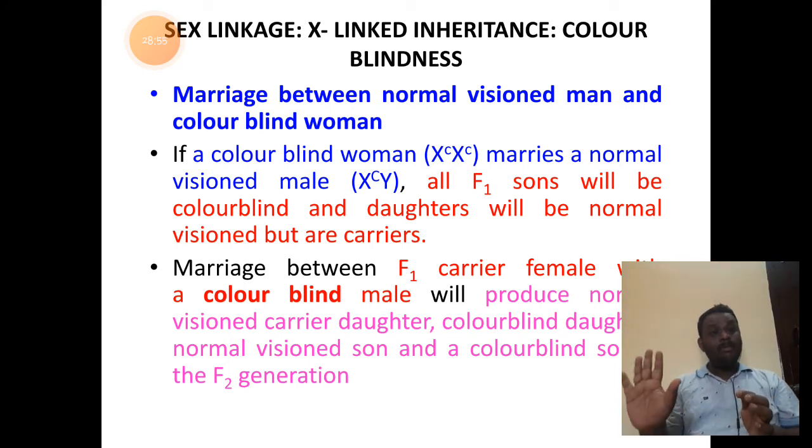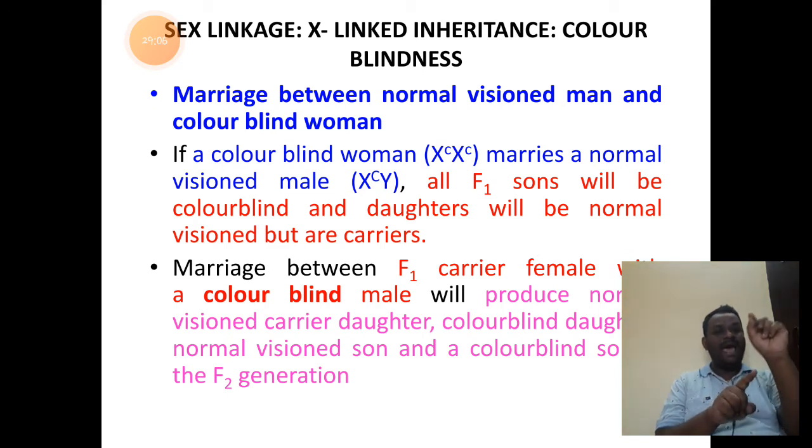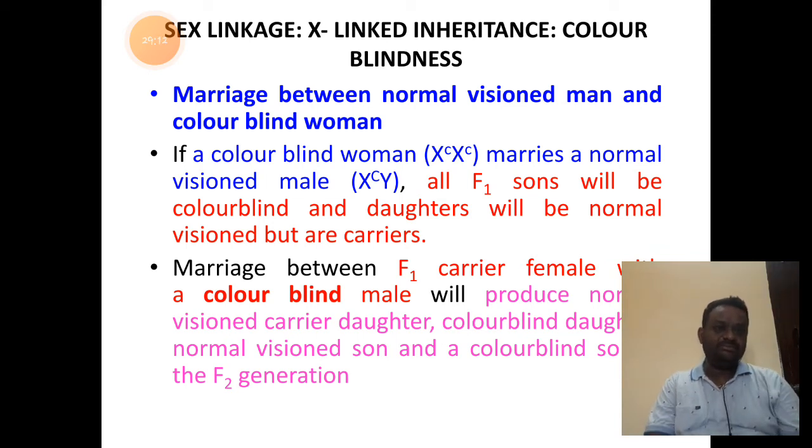Marriage between a normal vision man and a colorblind woman, not a carrier, a colorblind woman. So both X chromosomes in the woman are said to have small c. Since the father is normal, he will have capital C. In the F1 generation, sons will be colorblind. Why?